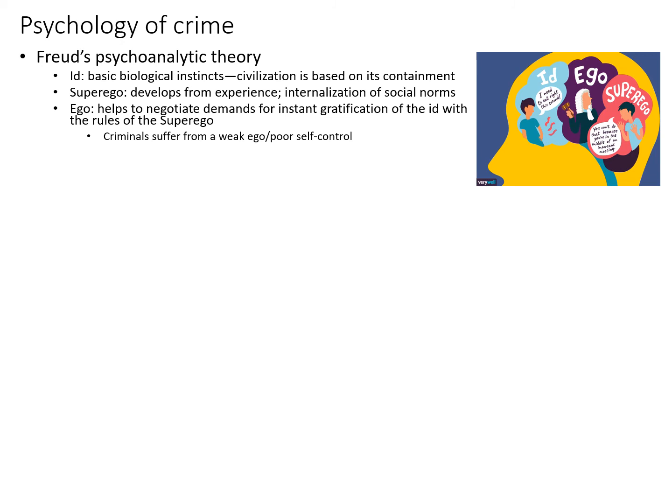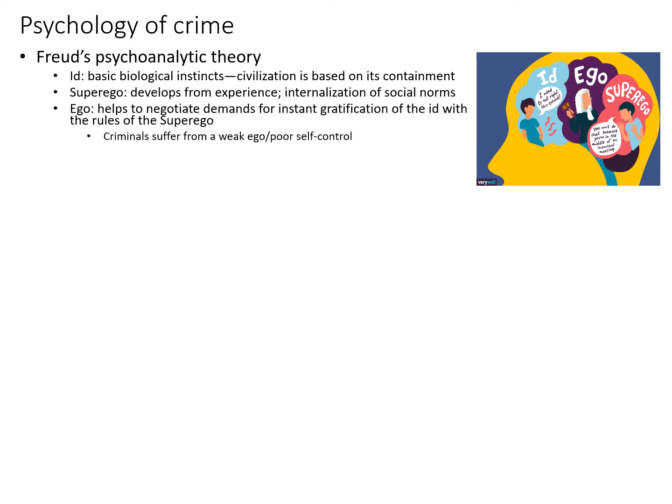There also is the superego, and this develops from experience. This is the internalization of social norms, the rules of society as we learn and develop. Then there is the middle part, the ego, and this helps to negotiate the demands for instant gratification of the id with the rules of the superego. This is the you that tries to cope with what you want and what society says is right or wrong. According to Freud, the common criminal suffers from a weak ego, the inability to negotiate the impulses of the id with the demands of the superego.